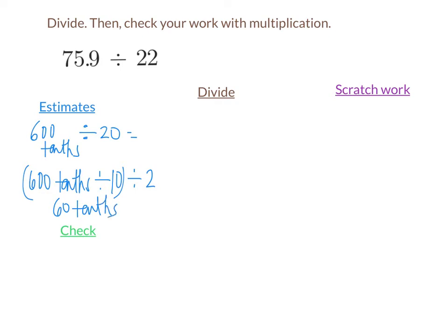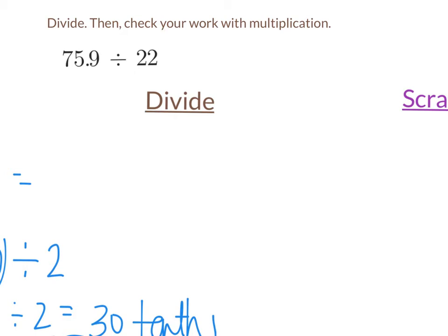Again, I'm going to say this like a broken record. It's super important that you always write that place value. How could we tell in the beginning that it was 600 tenths and not 600 ones? So if we have 60 tenths divided by 2, what do we have? 30 tenths. What's the standard form of 30 tenths? 3.0. So our estimate tells us that our answer should be pretty close to 3. If it's not close to 3, we're not on the right track. Okay? All right, let's move on and let's do the division.